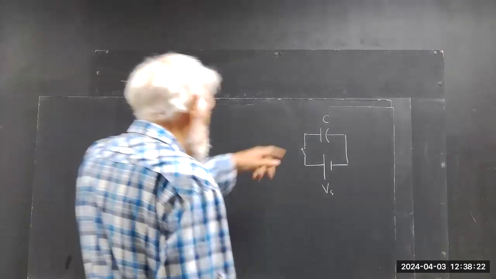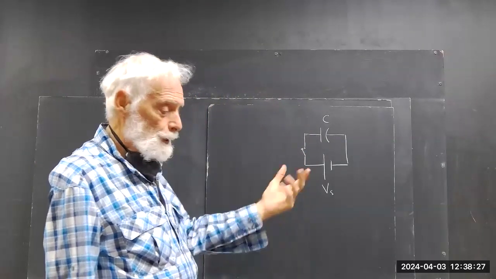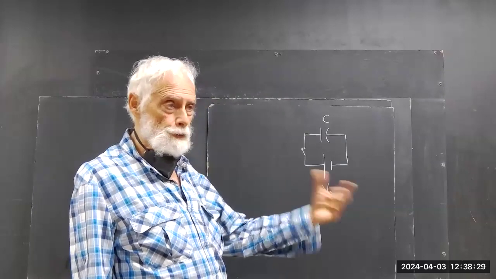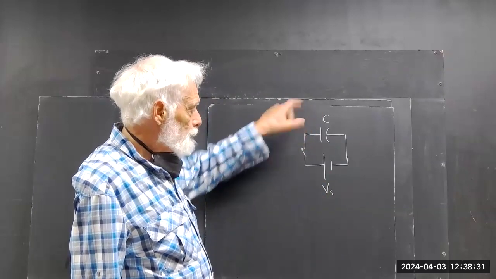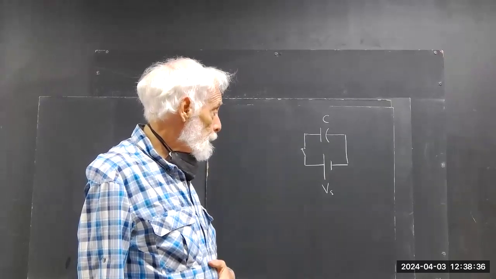Okay, so we have this capacitor and source switch. Assume the capacitor is initially uncharged, or at least carries a charge that gives it a voltage that's not equal and opposite to the voltage of the source. So what's going to happen?